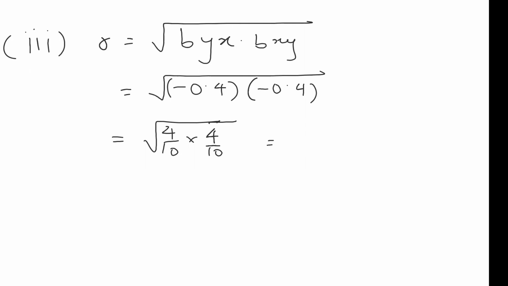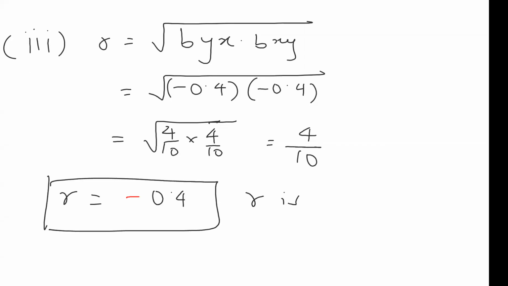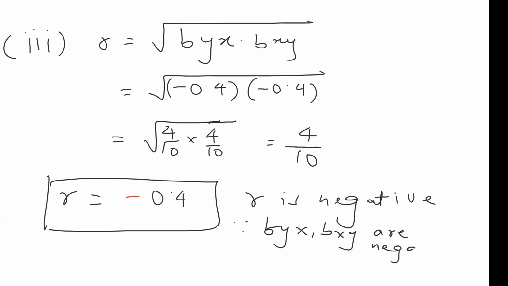So there is a square root, so out of this one pair, 4 will come outside, and out of this pair of 10, 10 will come outside, but then in the denominator. So r is equal to 0.4, but then I'm going to put a minus sign over here for r, and I'm going to write r is negative since both byx and bxy are negative. If both are positive, then r is also positive. I hope you are understanding this. So that was the solution for the first problem.